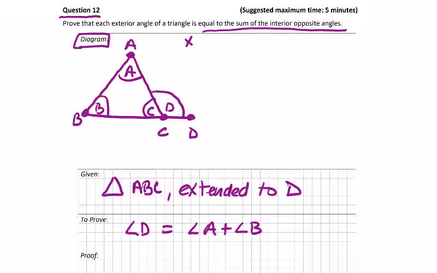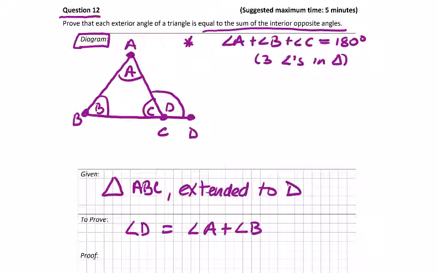And the proof here, which I'll do up here, we can say that angle A plus angle B plus angle C is equal to 180. Why? Three angles in a triangle. We can shorten it down with some symbols. We can also say that angle C plus angle D is equal to 180. Why? They form a straight line.